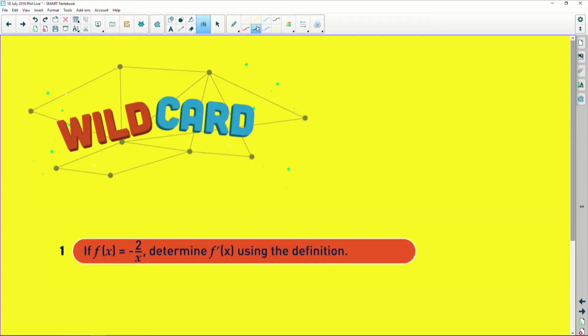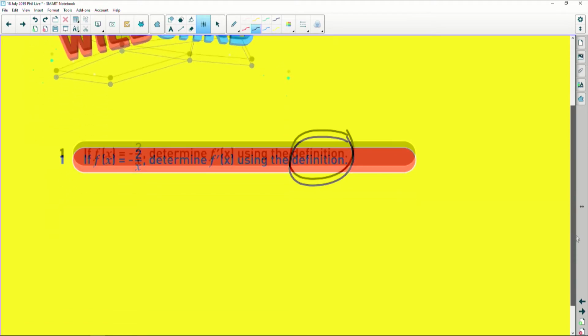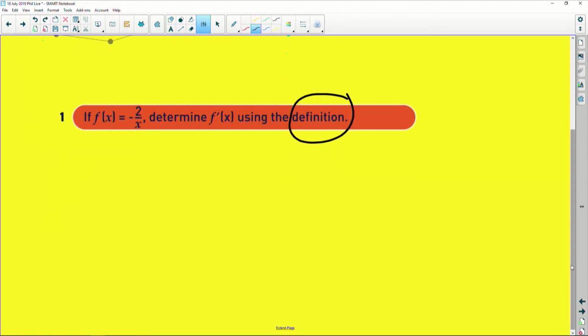This is a great question because it's one of these horrible functions that has x in the denominator, and then you have to use the first principles formula, and it just sucks. So let's go through this, and hopefully I'll make it a little bit simpler for you. Let's take a look. It says, if f of x is equal to negative 2 over x, determine the first derivative of x using the definition. So the moment you see the definition, you know you have to use the limits definition. You can't just use your differentiation rules. You need to use the definition.